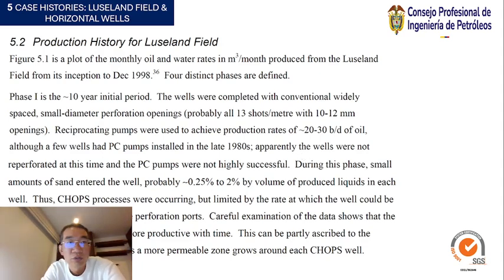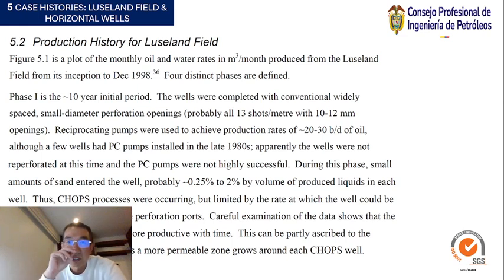5.2 Production history for Luseland field. Figure 5.1 is the plot of the monthly oil and water rates produced from Luseland field from its inception to December 1998. Four distinct phases are defined.